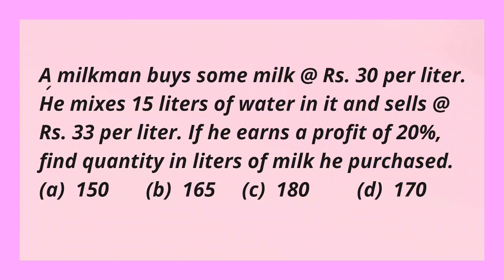Our question is, a milkman buys some milk at the rate of rupees 30 per liter. He mixes 15 liters of water in it and sells at the rate of rupees 33 per liter. If he earns a profit of 20%, find the quantity in liters of milk he purchased. The given options are option A 150, option B 165, option C 180, option D 170. These quantities are in liters.